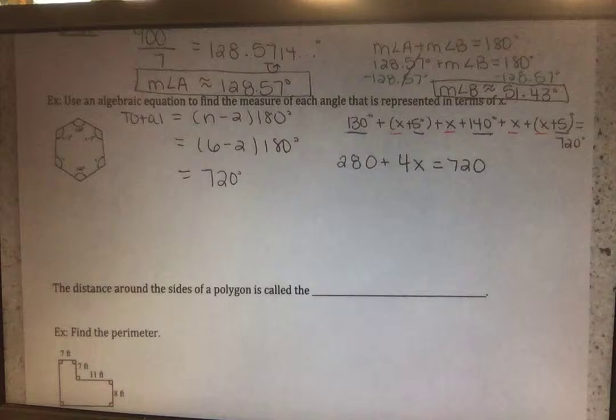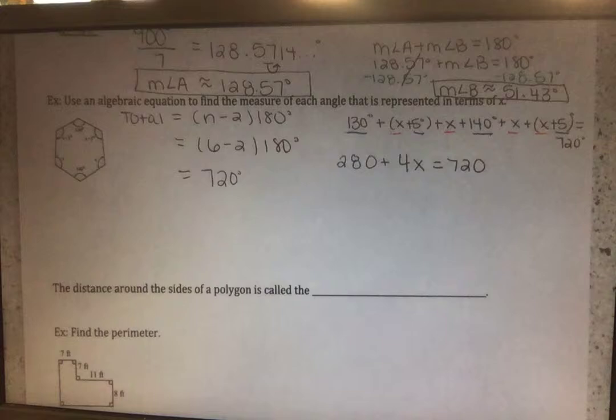So they gave us some lengths, but we still need to find some lengths. So for one, I need to find this whole thing. So I know this whole thing down here is this 7 foot and this 11 foot together. So 7 feet plus 11 feet will give us 18 feet for that distance down there. Same concept for this left side. This left side is this 7 foot plus our 8 foot, which will give us 15 feet.